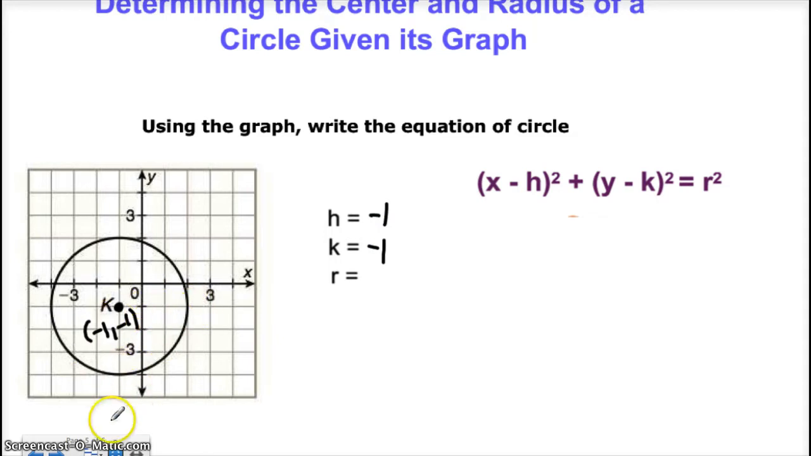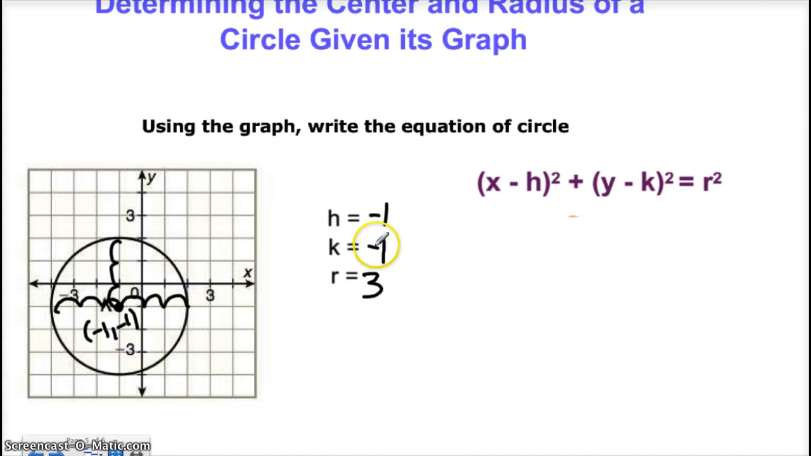Now to find the radius, I just have to count, right? You start at the center and you count how many till you hit the circumference. So it's 1, 2, 3. You could have done that in any direction. It'll always be the same because it's a circle. I could go the other direction, 1, 2, 3, or I could even go up, 1, 2, 3. It's always the same. So my radius is just 3.